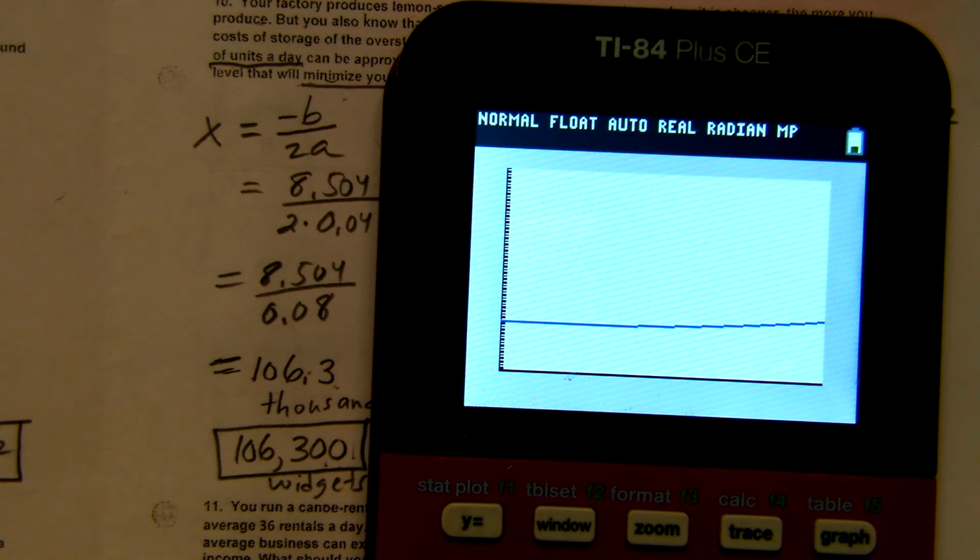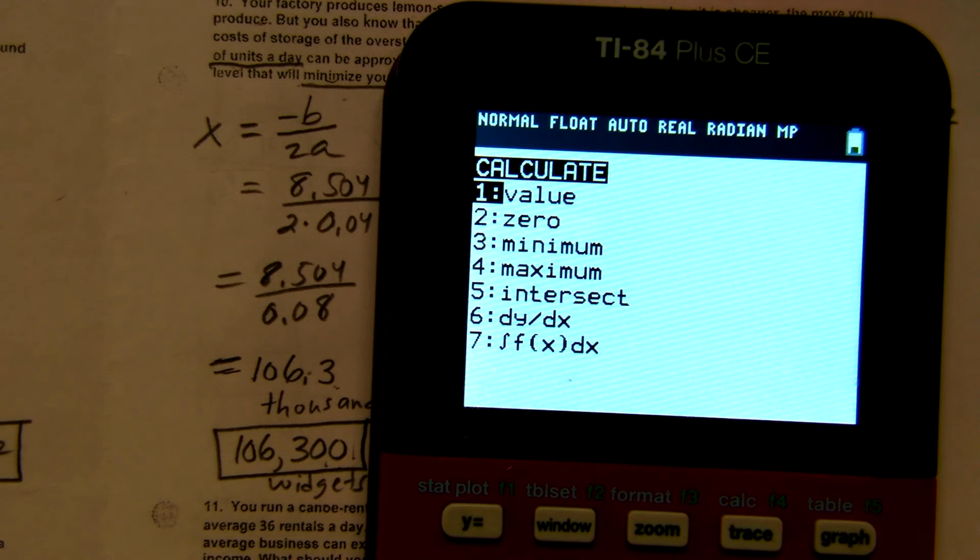When I did this, can you see that it's starting to kind of curve upwards? This is a super fat parabola. We're just getting a portion of it. It's not working. And so all I'm going to do is go second calc, and I'm going to tell it to find the minimum because this is just hard to read.